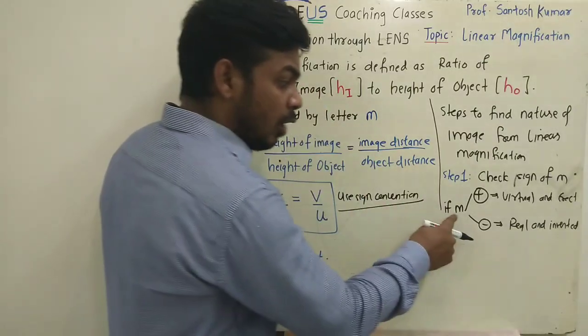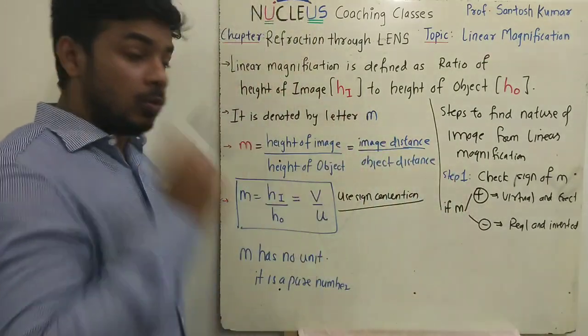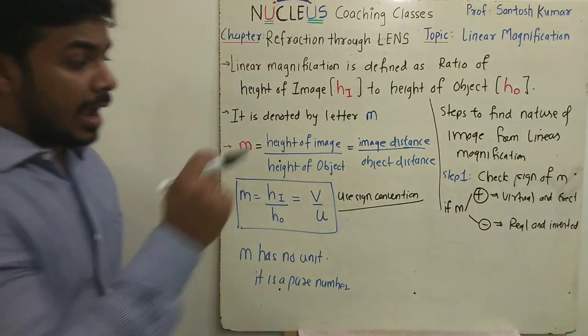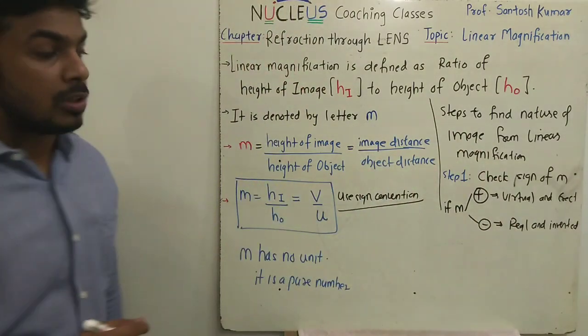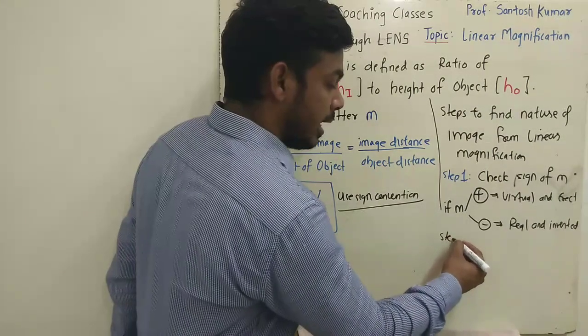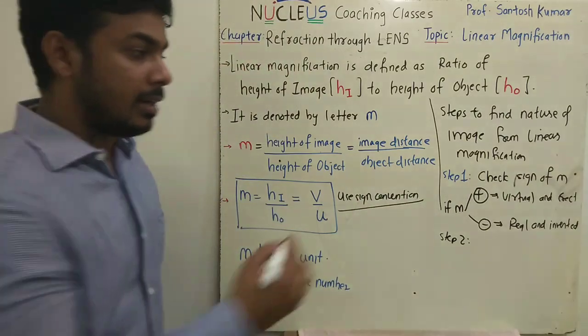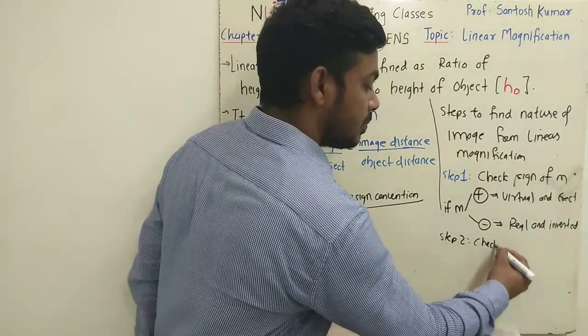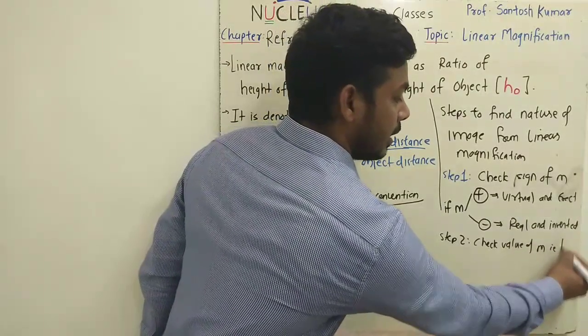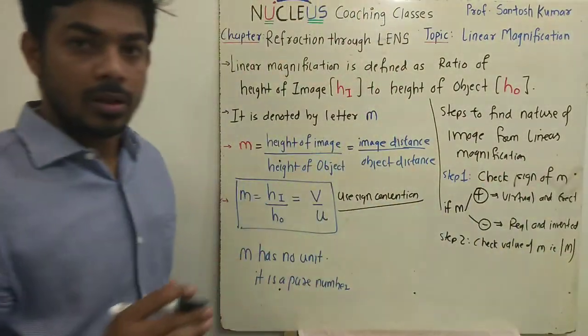So if the sign of M is positive, you have to say the image is virtual and erect, and if the sign of M is negative, you have to say the image is real and inverted. I will talk about step 2 now. Step 2 says check the value of M, that is mod M.